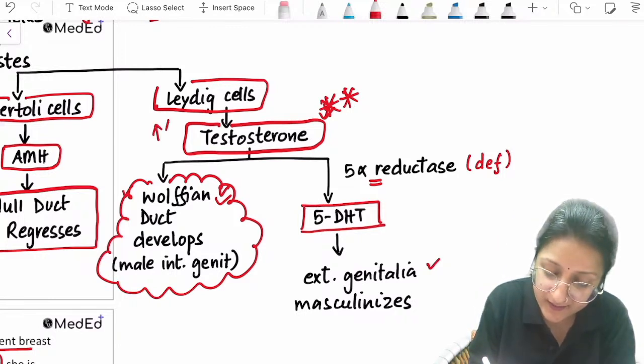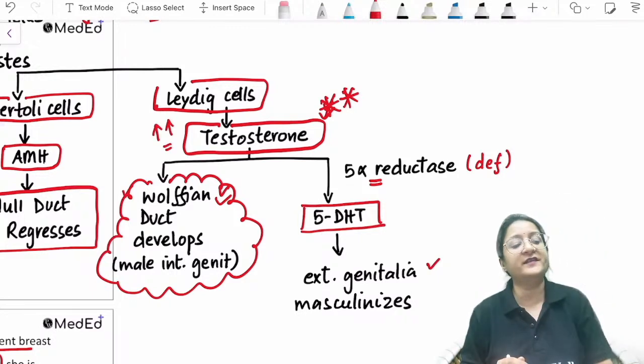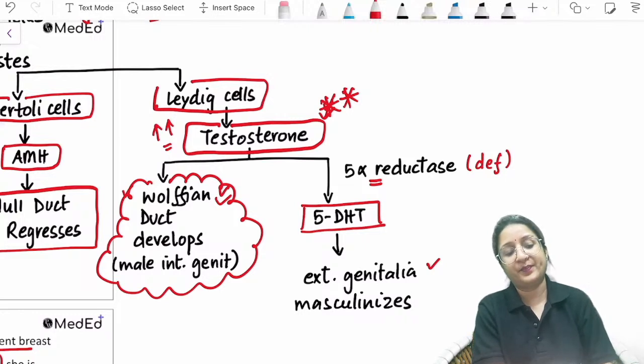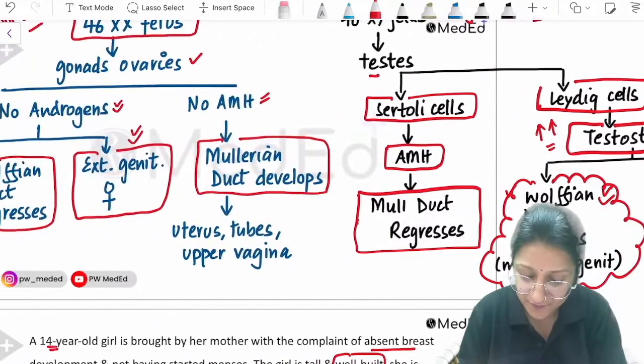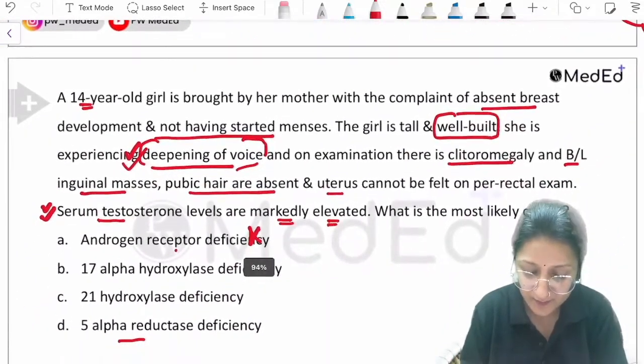Excess of testosterone, isn't it? Excess of testosterone will happen. Isn't it? So 5-alpha reductase deficiency fits more in this situation. Do you agree?